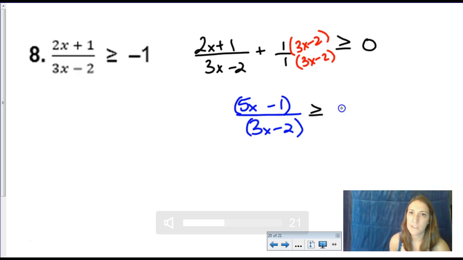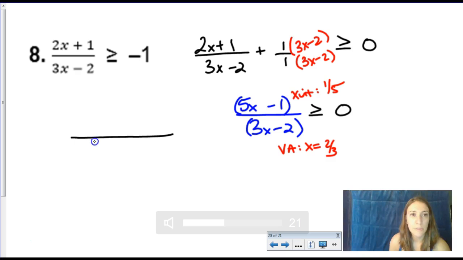I want to know where this function is greater than or equal to 0. So this is going to be one where I do my sign chart. It's very important that I notate who is an asymptote and who's an x-intercept. So let's find my x-intercept by setting this numerator equal to 0. I have an x-intercept at 1/5, which is 0.2 if you want a decimal. And I have a vertical asymptote at x equals 2/3. So on my sign chart, putting that in relative order, 1/5 is smaller, so 1/5 and then 2/3, and again, notating that this guy here is an asymptote.